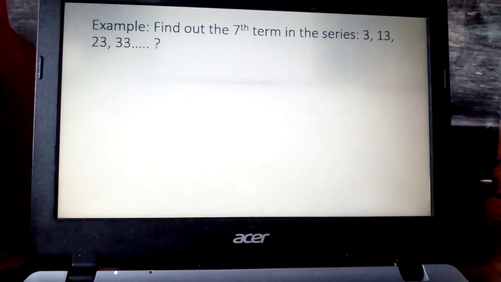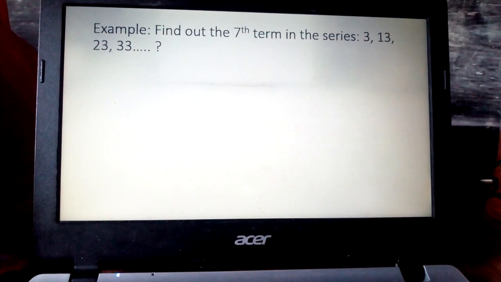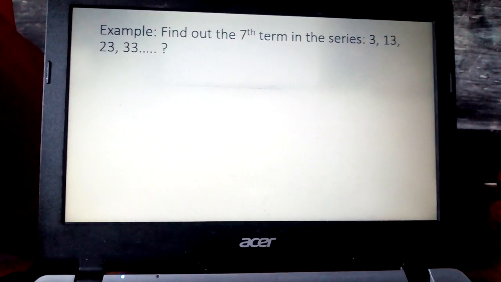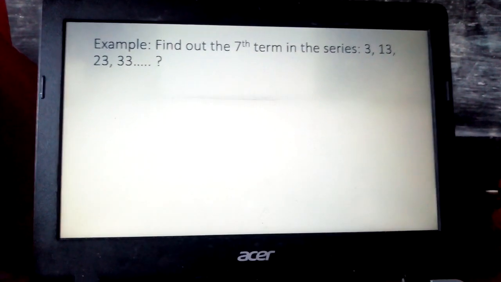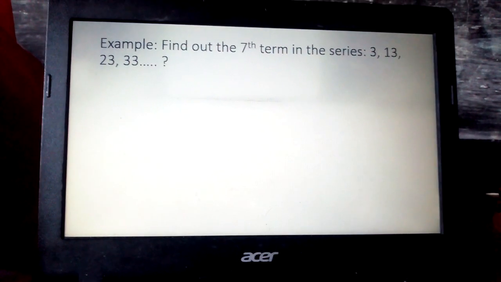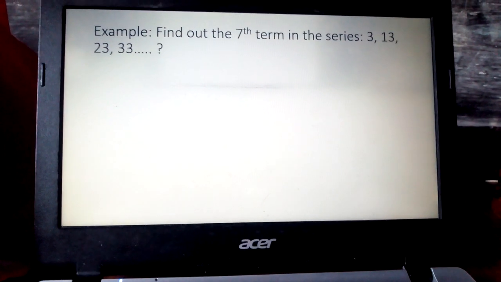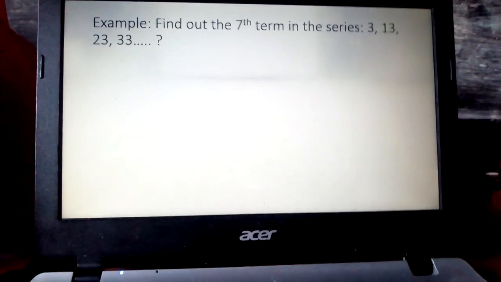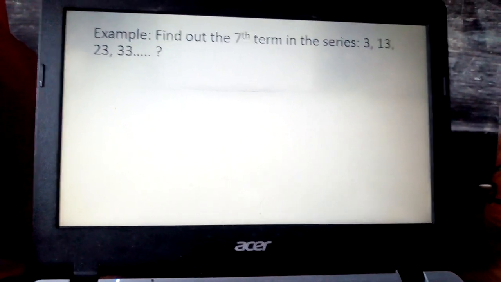So this is the question that you would have to attempt. You have to find out the 7th term in the series 3, 13, 23, 33. So first thing that you have to do is, do you remember what is the first thing that you have to do? Yes, the first thing that you have to do is to find out whether actually this is an arithmetic progression or not. Because mind it, if this is not an arithmetic progression, you actually do not have any formula to find out the nth term. So the first thing that you have to do is ascertain whether this is an arithmetic progression or not.